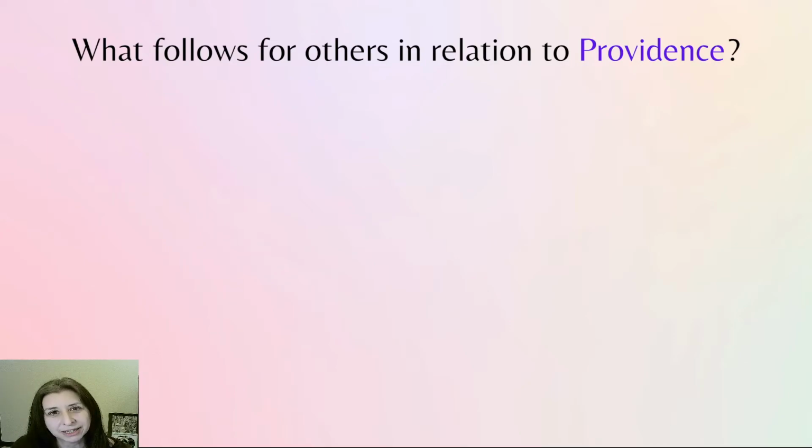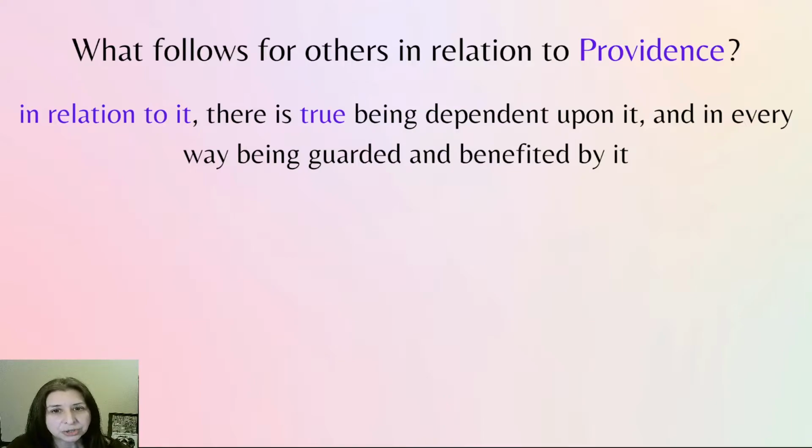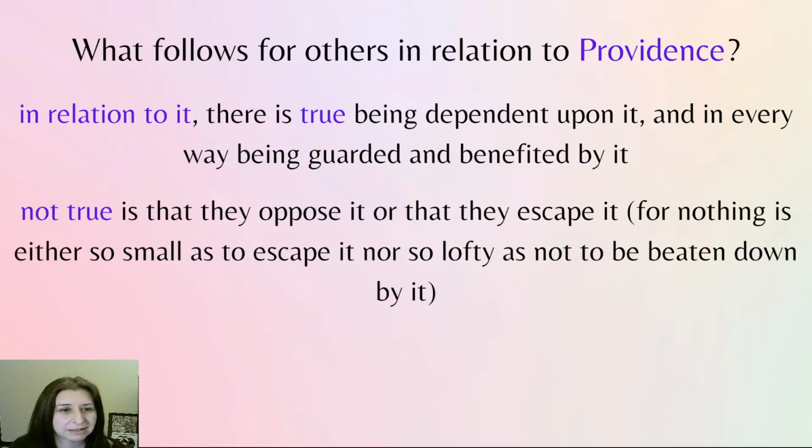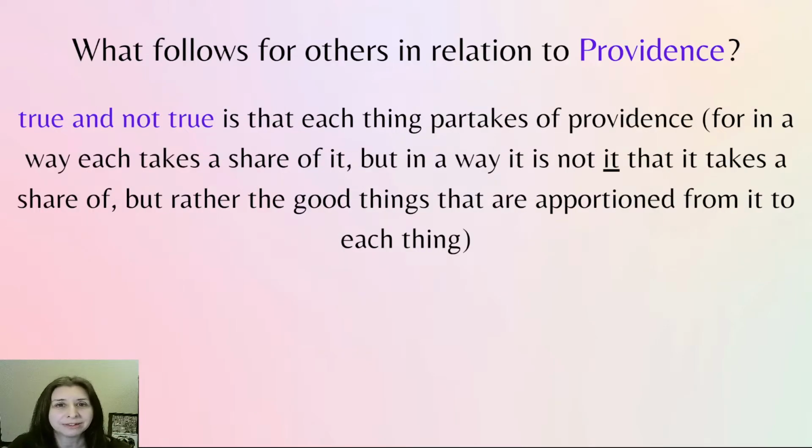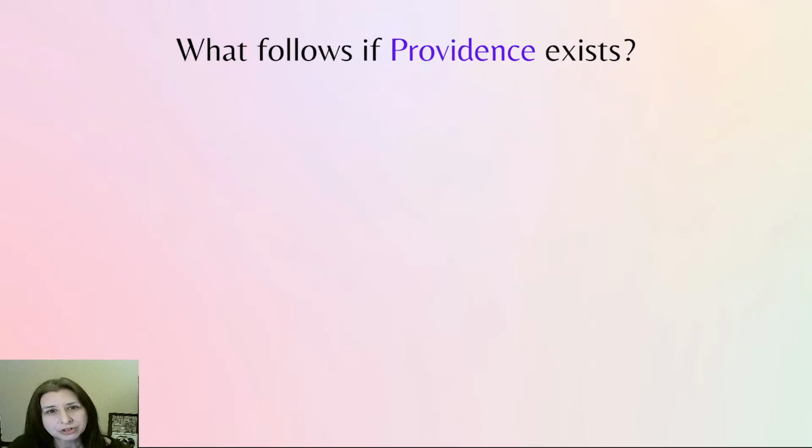What follows for others in relation to providence? So now we're looking at those implications of what follows for us in relation to providence in itself. In relation to it, there is true being dependent upon it, and in every way being guarded and benefited by it. Not true that we oppose it or that we can ever escape it, because if it's functioning, it's a divine law. We can't escape it even if we want to, any more than we could escape gravity, for example. Okay, true and not true is that each thing partakes of providence, for in a way, each takes a share of it, but in a way, it is not it that it takes a share of, but rather the good things that are proportioned from it to each thing. Okay, so that is our first 12 questions of what follows if providence exists.